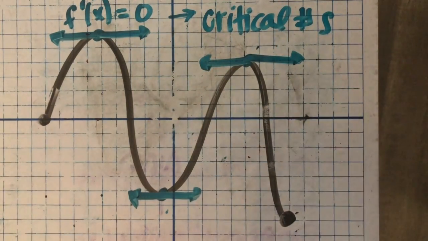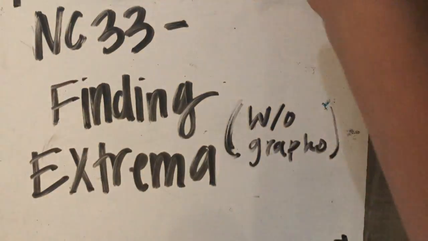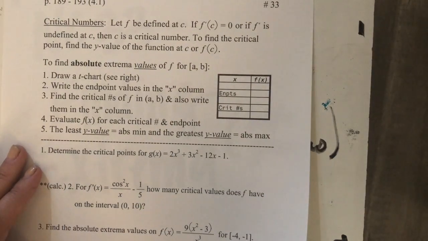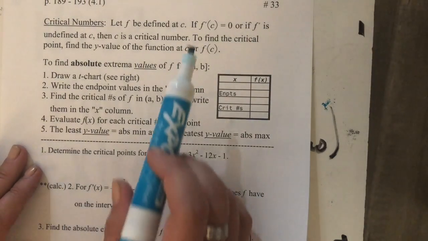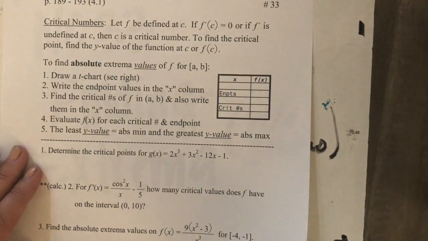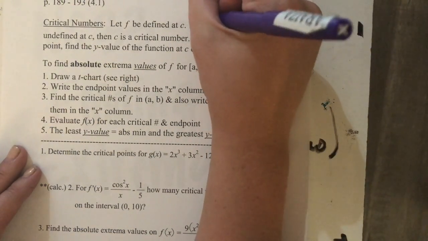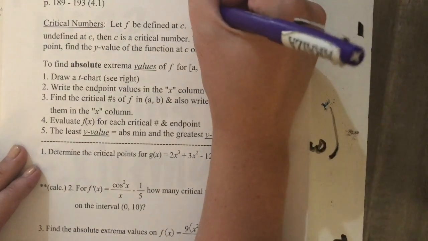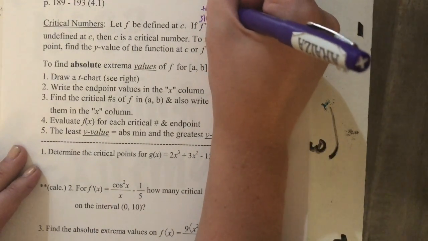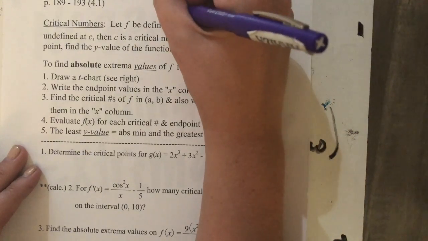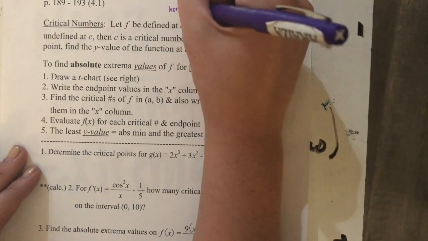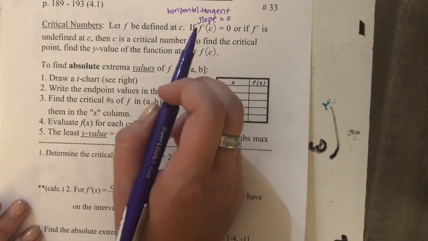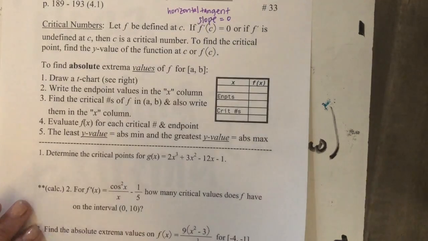So now let's move over to our actual note card here. And that's what this says. So it says critical numbers. Let f be defined at c. If f prime of c equals 0, right? And we know that that means that the slope equals 0, okay? We have a horizontal tangent, sorry, I wrote that in the wrong order, that was weird. A horizontal tangent, right? Those all mean the same thing. So if we have f prime of c equal to 0, that means that the slope is 0, or the horizontal tangent, okay?